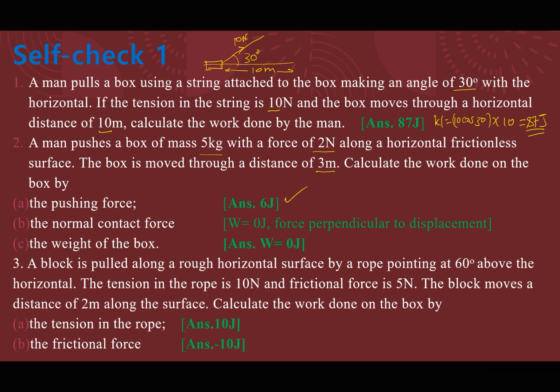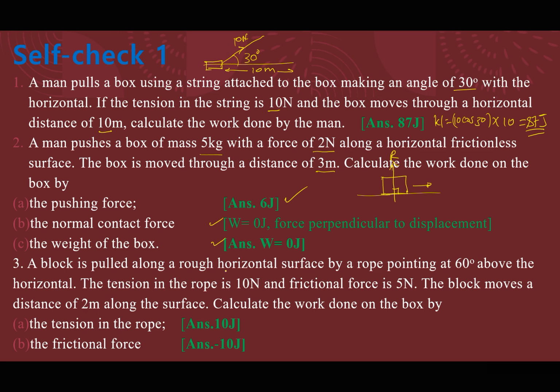The normal contact force. Remember the normal contact force, if this is the box, the normal contact force acts vertically upwards at right angles to the surface. So the normal contact force has no effect on the object because it acts perpendicular to the direction of the displacement. The displacement is in this direction, the normal contact force acts upwards, so it has no effect on the displacement. So it means the work done by the contact force is zero. Then the weight, of course, also the weight acts vertically downwards, so the work done is also zero.